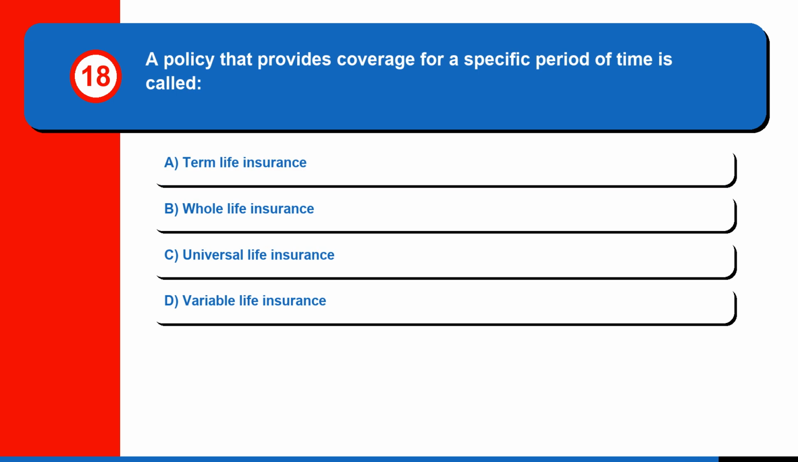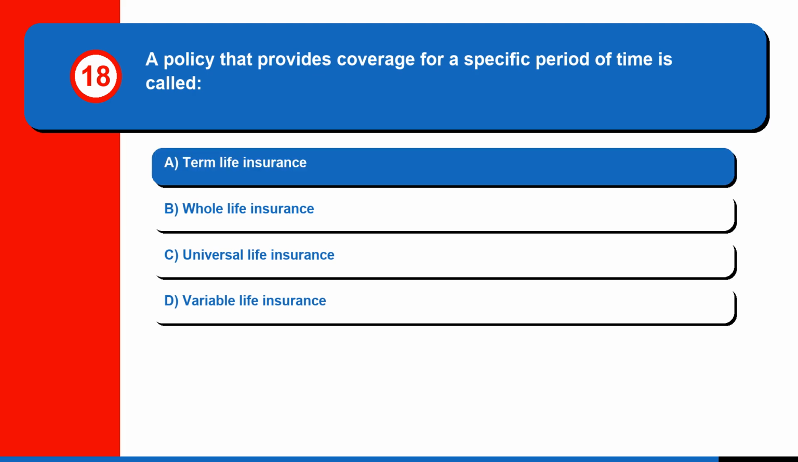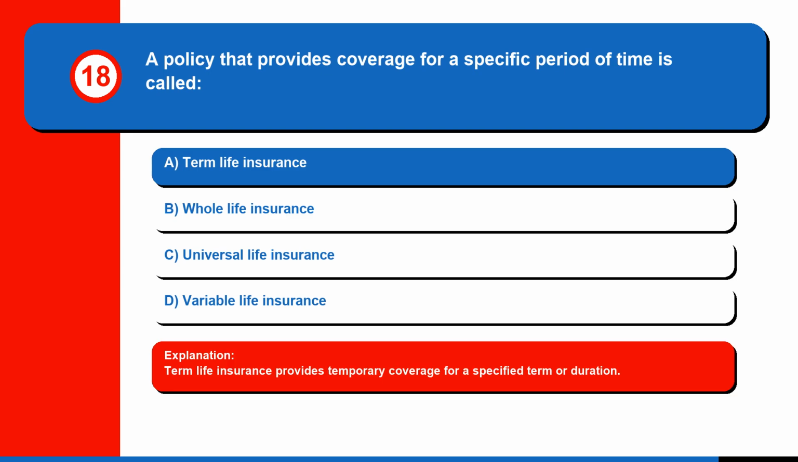Question 18. A policy that provides coverage for a specific period of time is called A. Term life insurance, B. Whole life insurance, C. Universal life insurance, or D. Variable life insurance. The correct answer is A. Term life insurance. Term life insurance provides temporary coverage for a specified term or duration.